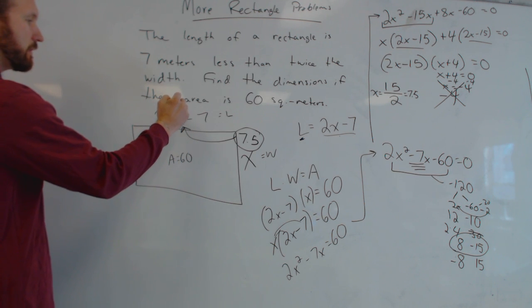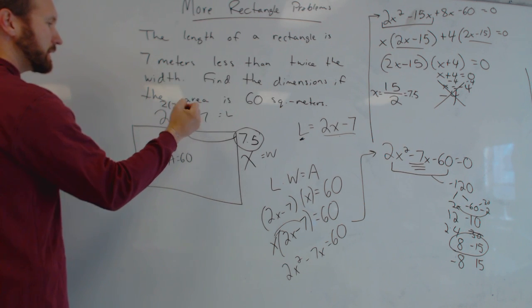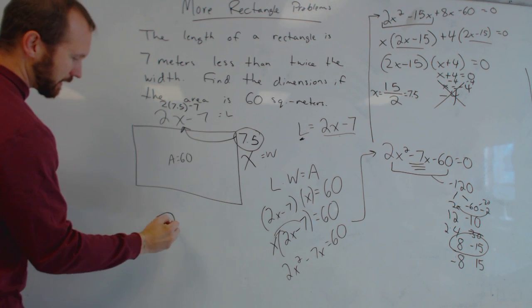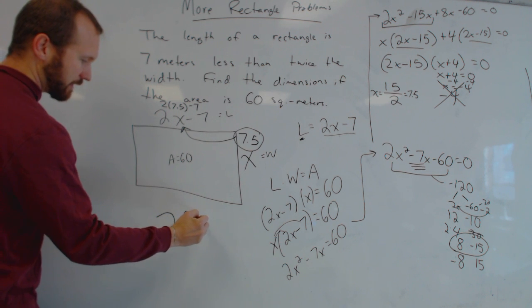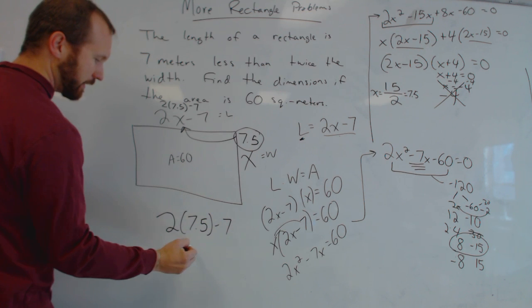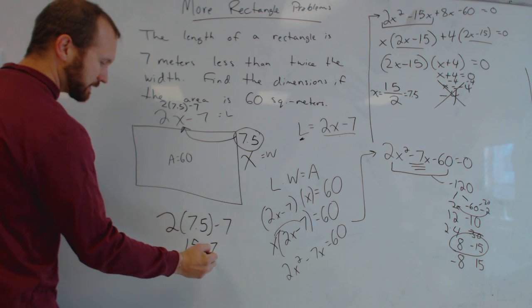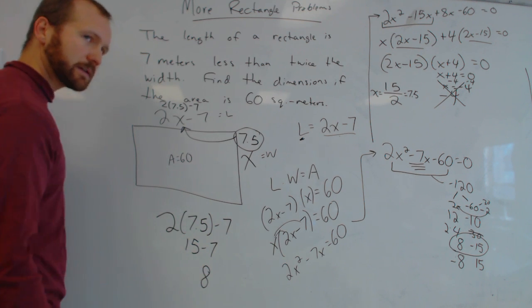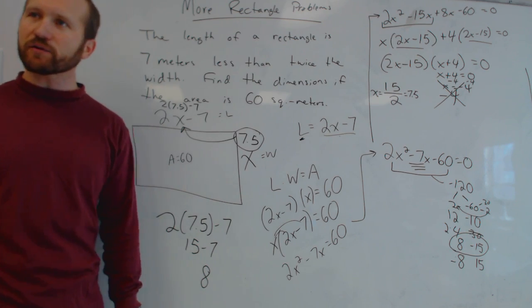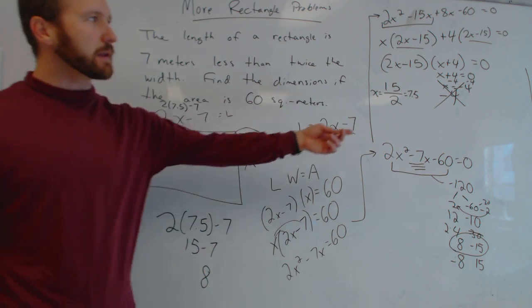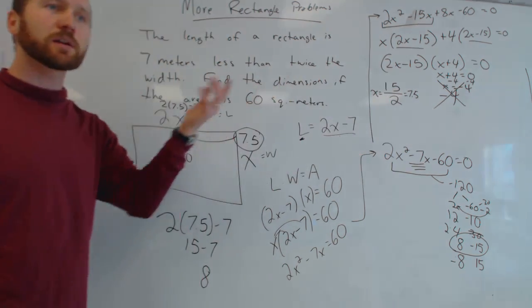So 2 times 7.5 minus 7. I should probably write that down here. 2 times 7.5 minus 7. That's 15 minus 7, which is 8. Huh. This is really interesting. Now we don't get this, but we get something totally different.